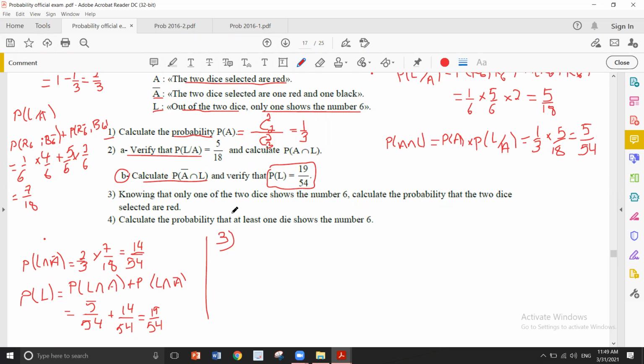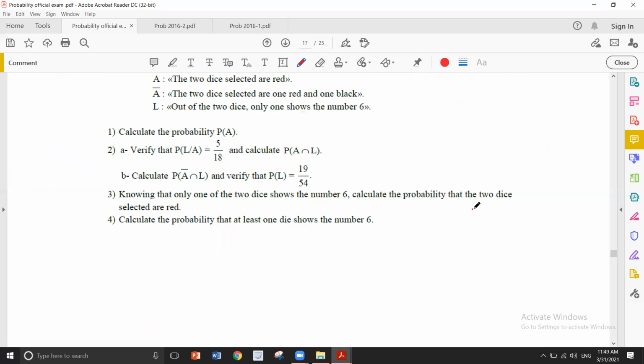Third part. Knowing that only one dice shows the number 6. What is the name of the event? One dice shows the number 6 is L. Calculate the probability that the two dice are red. The two dice are red is called A.